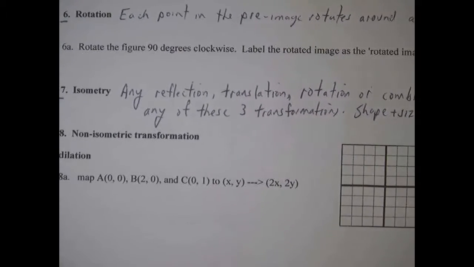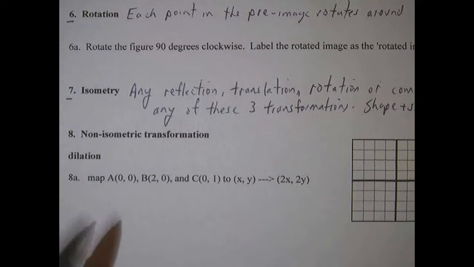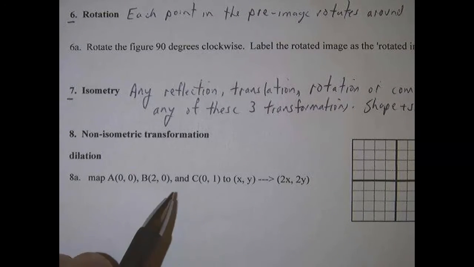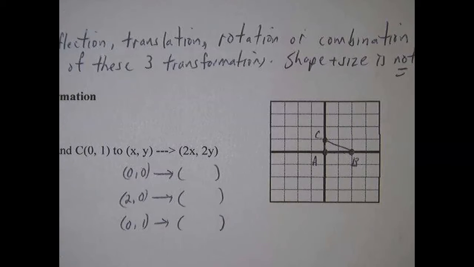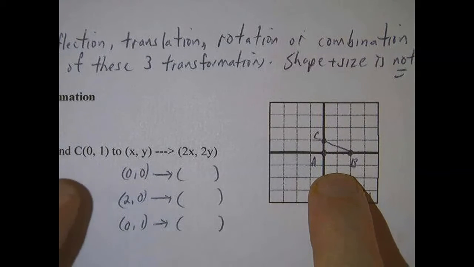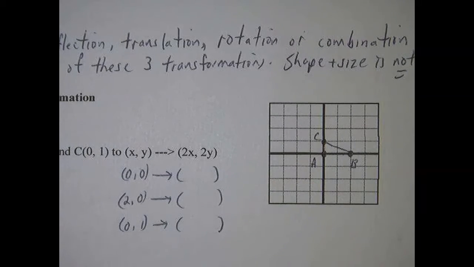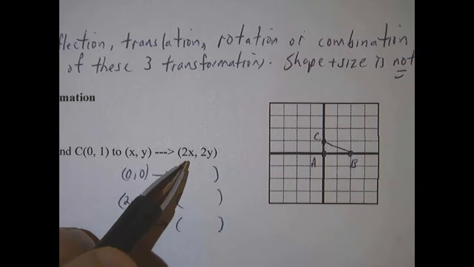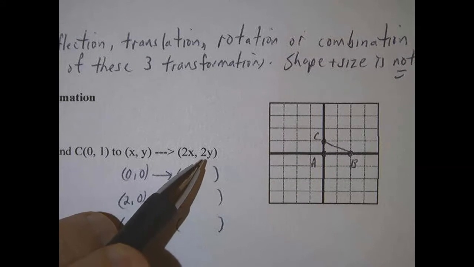Okay? Now let's look at our last transformation, which is a non-isometry, because the shape will remain the same, but the size will change. So let's go ahead and map these 3 points. So let's sketch these 3 points. Okay, so let's take a look at this. I graphed the triangle. It's a pretty small triangle with 0, 1 and 2, 0, 0, 0. It's a very small triangle. And I'm going to apply this transformation now, which is 2 times x and 2 times y.